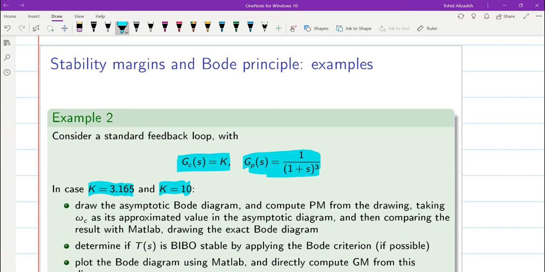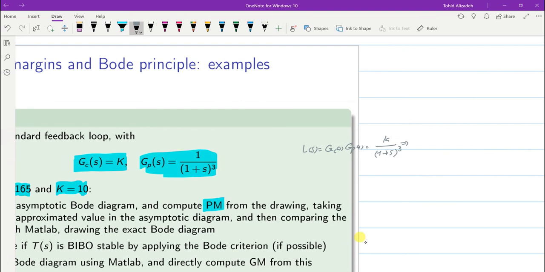We need to draw the asymptotic Bode diagram and then compute phase margin from the drawing. We'll take omega c as its approximated value in the asymptotic diagram. And we'll compare the result with Matlab, where we draw the exact Bode diagram. So we will have indeed L of S equal to GC times GP, which will be equal to K over (1 plus S) to the power of 3. So L of j omega will be equal to K over (1 plus j omega) to the power of 3.